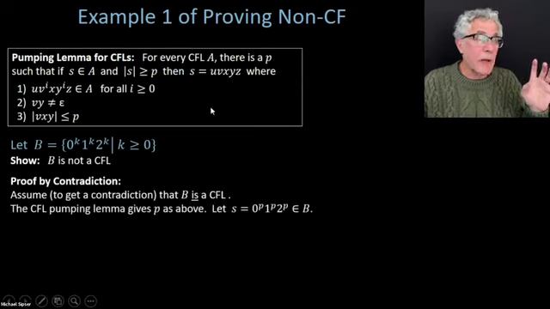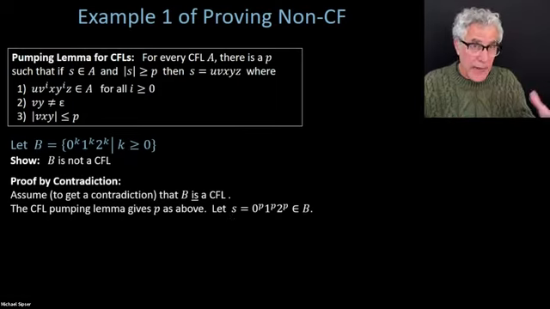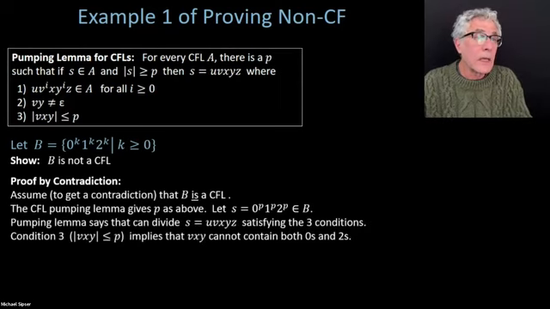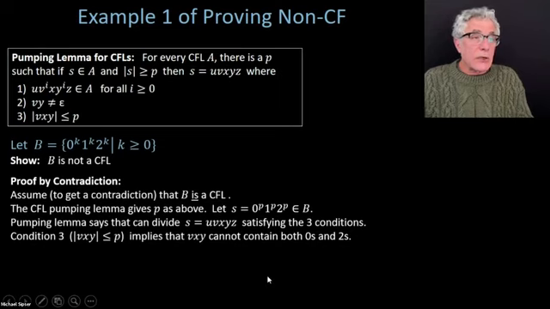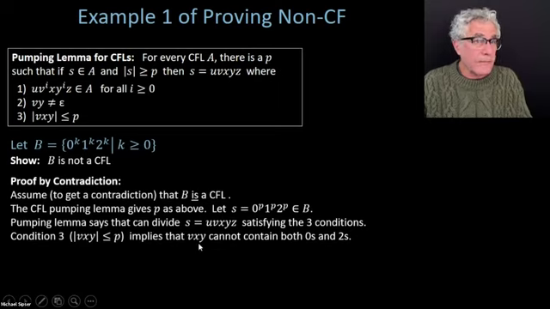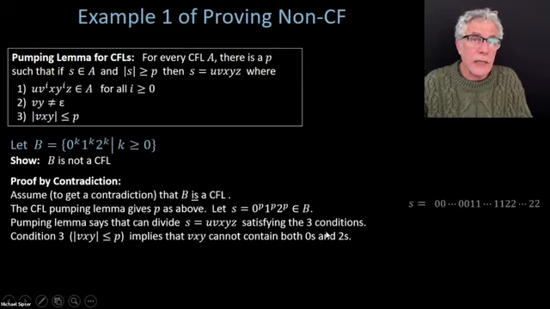So the pumping lemma gives that pumping length as we described above. And now we're just going to pick a longer string in the language and show that that longer string, which is supposed to be pumpable and stay in the language, in fact is not pumpable. So the pumping lemma says that you can divide it into 5 pieces, satisfying the 3 conditions. Condition 3 implies that you cannot contain both zeros and, let's pull up a picture here. So here is S, zeros, ones, and then twos, all of the same length.